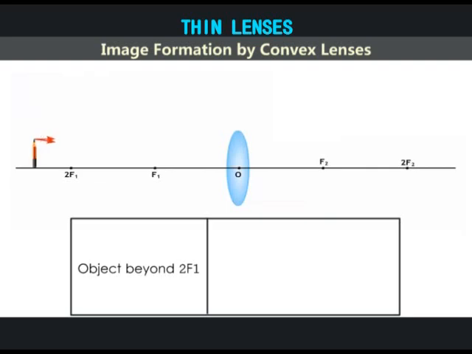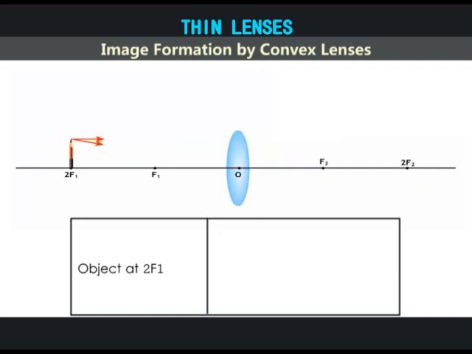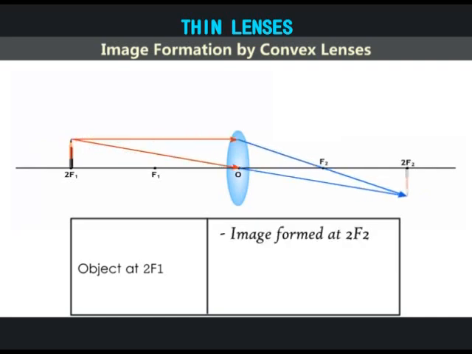When the object is placed beyond 2f1, the image is formed between f2 and 2f2. It is real, inverted, and diminished. When the object is placed at 2f1, the image is formed at 2f2. It is real, inverted, and of the same size as the object.